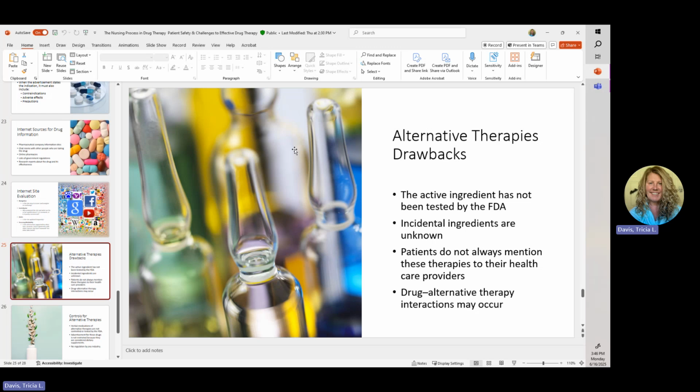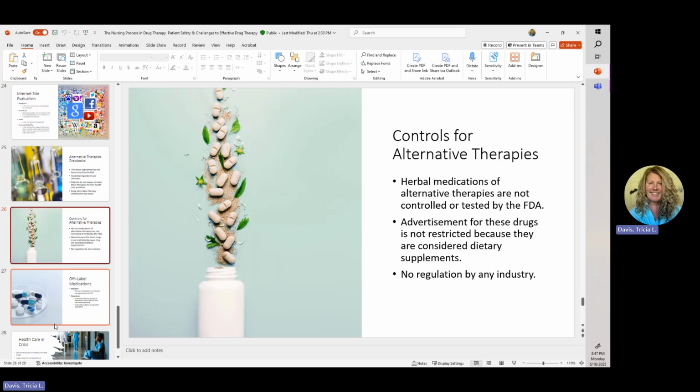We do have to understand that patients really don't mention these to providers sometimes because they think they're safe because they can buy them over the counter. Okay. And then, of course, we know that alternative therapy is going to cause drug interactions, and it's important that we talk to our patients about these.